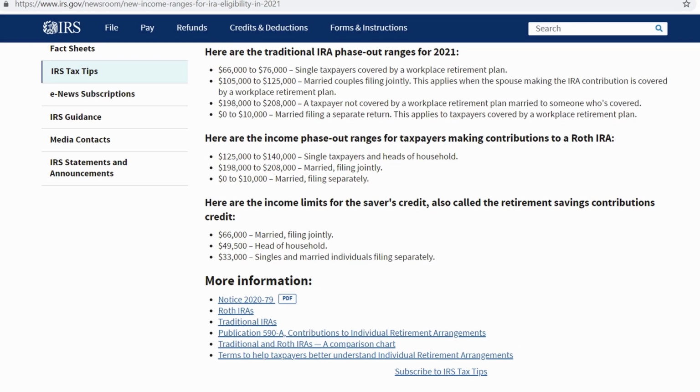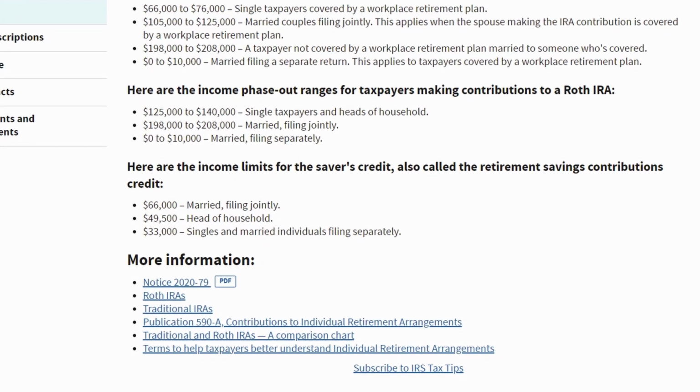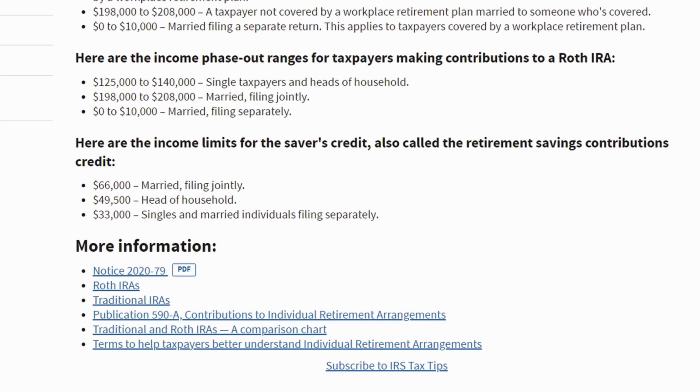For Roth IRAs, there's an income limit after which the amount you can contribute is phased out. If your income is above $140,000 for single filers or $208,000 for married filers, you are no longer allowed to contribute to Roth IRAs. If you expect to be close to that amount, don't sweat it. The IRS lets you recharacterize your contribution after the year and before filing your tax return the following year.